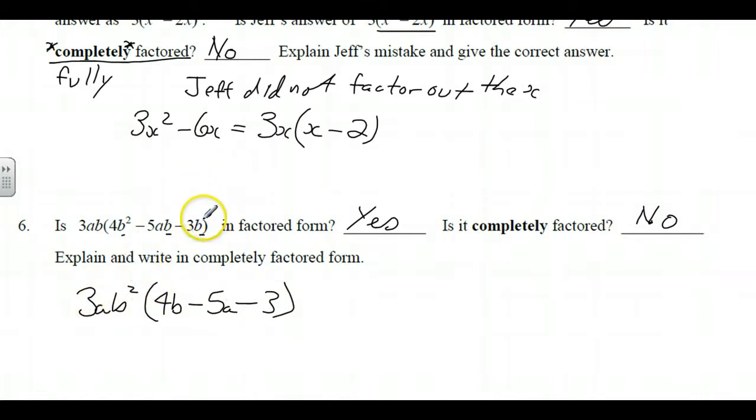So the original mistake was not to factor a b out. It was left and it needs to come out. So we're just taking a b out, making that 3ab squared, and then we adjust by dividing each of these by b.